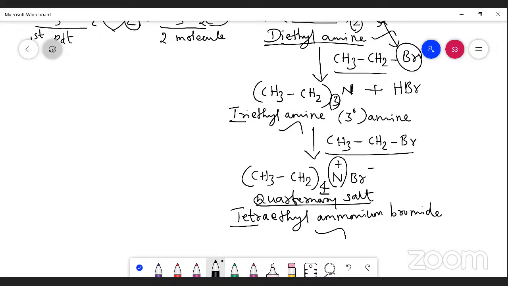If they specifically mention what happened with the excess haloalkane molecule, you write all the reactions, and it finally comes to tetraethyl ammonium bromide. Then only the equation will be satisfied. Okay, and one word also. If they are asking how the haloalkane, that is CH3CH2Br, ethyl bromide, reacts with ammonia, what is the product formed? Of course, your product is ethylamine. Okay, so it is clear.